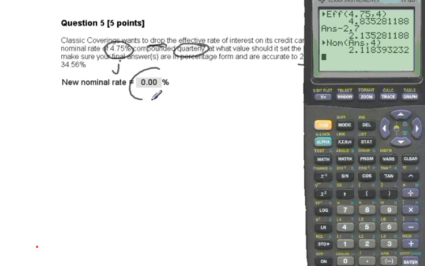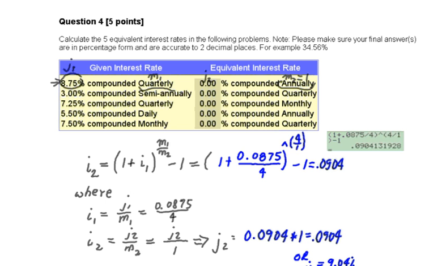They ask us to find the answer rounded to 2 decimal places. So 2 places after the decimal, that's 2.12% as the new nominal rate.